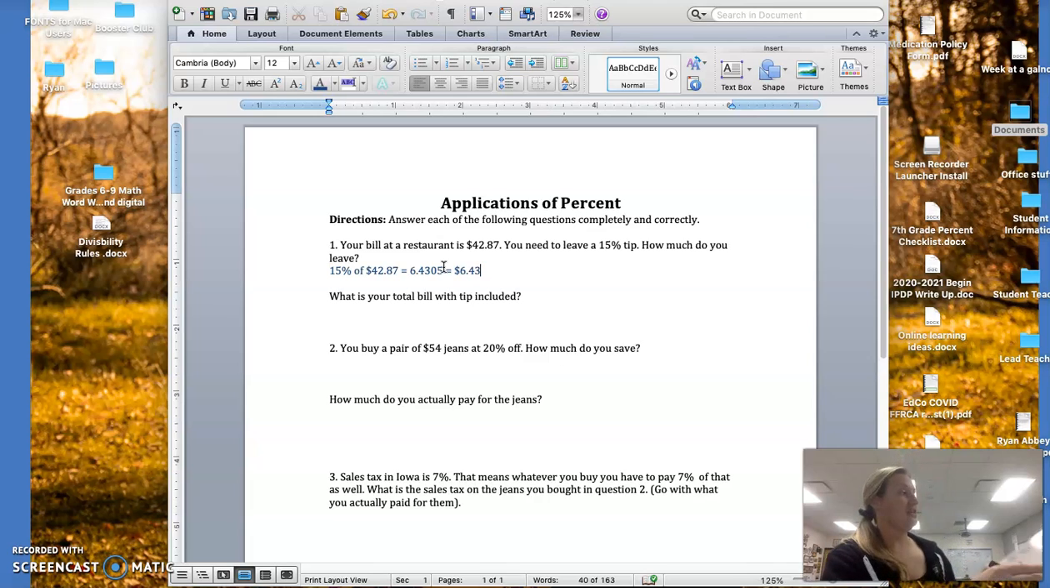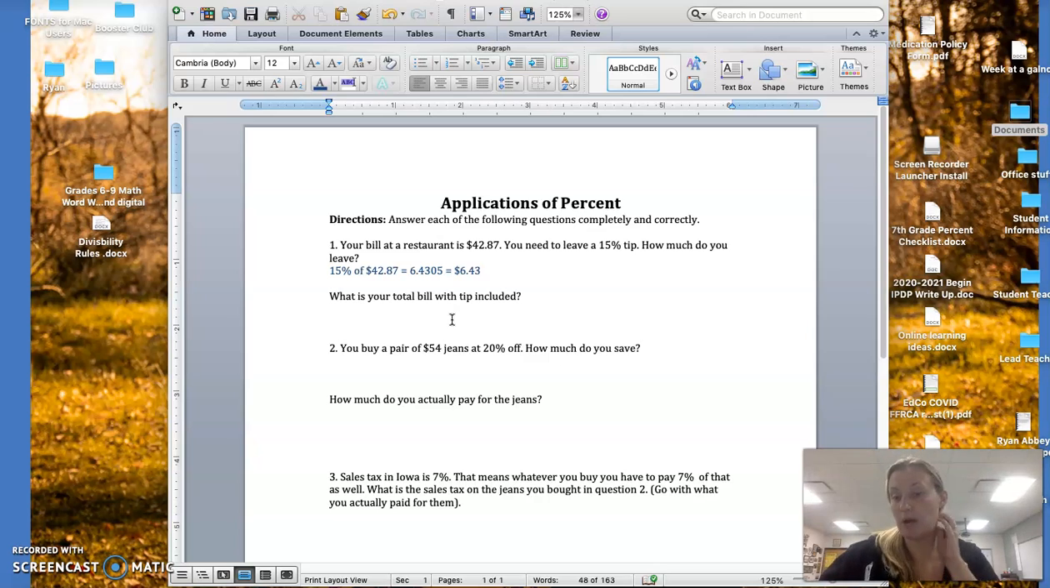If you were doing the equation method, 15% would have to change to a decimal. Of becomes times the 42.87. And that's going to be equal to our part. That's what we're finding. So all I have to plug into my calculator is 0.15 times 42.87, and I would get that same answer, this same decimal, which I'm going to round. Okay, so then what is my total bill with tip?